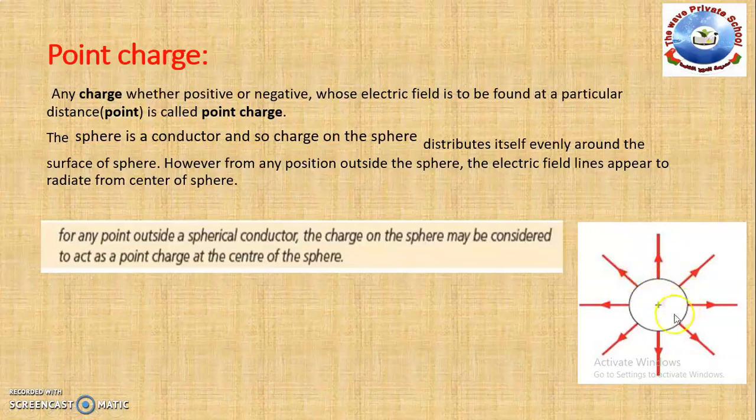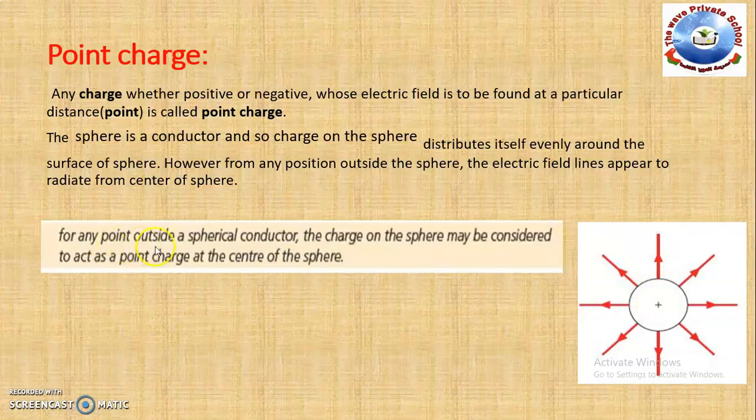a sphere has positive charges equally distributed on the surface, and we can say that electric field lines originate from the sphere outward, or we can say from the center of the sphere to the outside of the sphere, because it is positive charge. So the arrow will be in the outward direction.